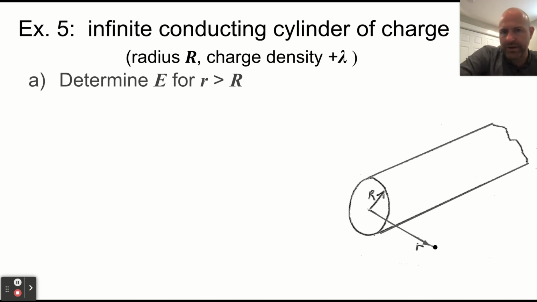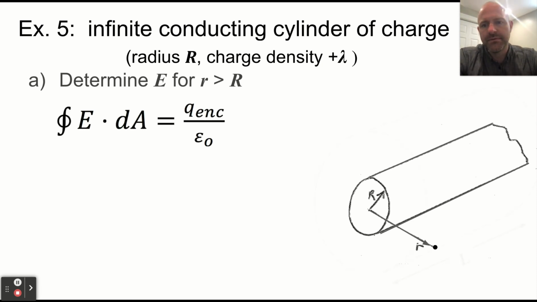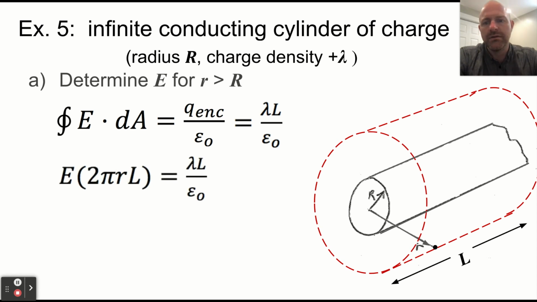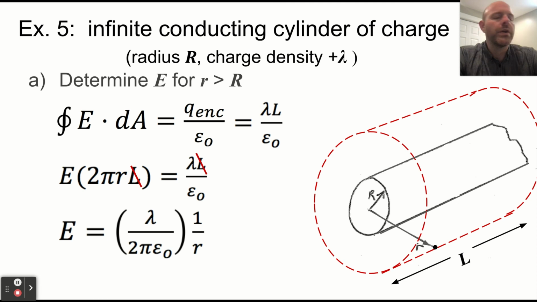So, last example here, an infinite conducting cylinder of charge. So this is basically a chunk of metal, a wire, if you will. And we want to figure out what's the electric field when you're outside of it. We've already done this one. It's cylindrically symmetric. The answer: lambda L over epsilon naught is our charge enclosed. We end up with a 1 over r relationship. It's radially symmetric, goes like 1 over r.